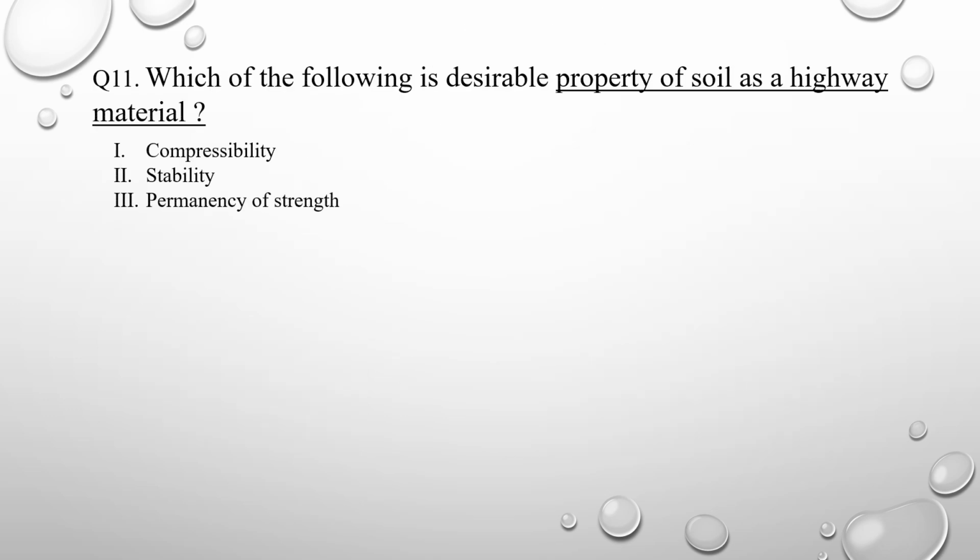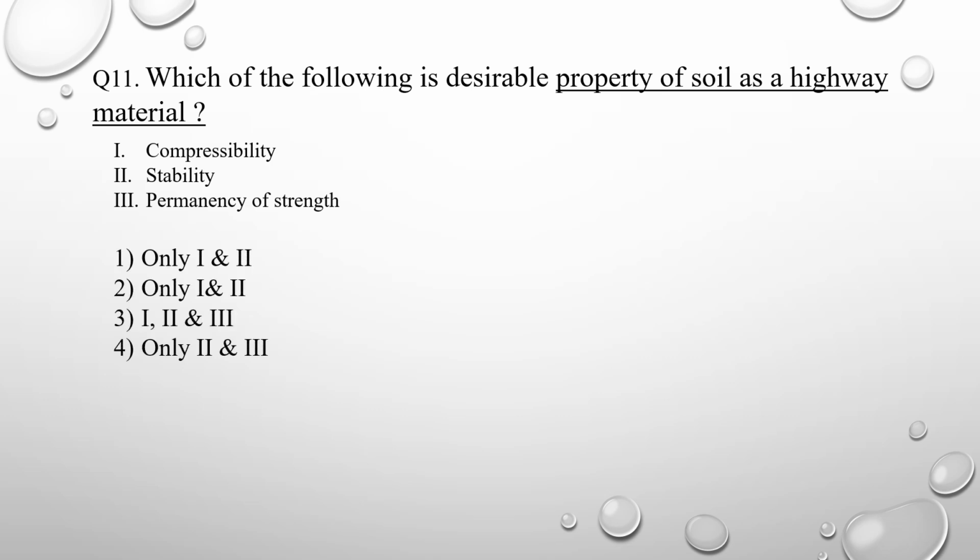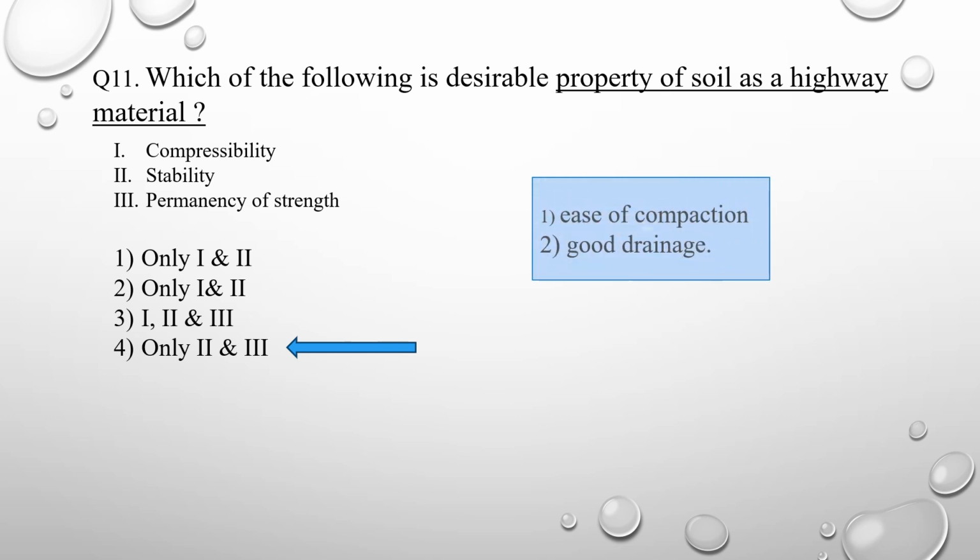The 11th question is, which of the following is a desirable property of soil as a highway material? Here they ask the property of soil as a highway material. First is compressibility. No, compressibility is not a desirable property of soil. Second, stability. Yes, for highway material, stability of soil is required. Then permanency of strength. Yes, strength is also required. So the second and third options are correct for this question. These are some extra properties for the soil, which are ease of compaction and good drainage.